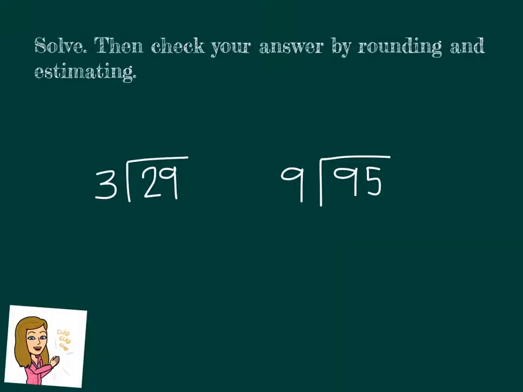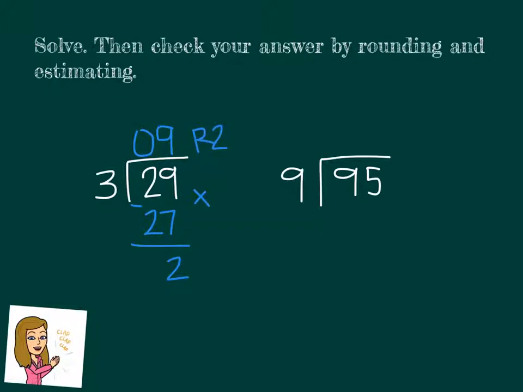So on your homework and remembering today, you will be asked to solve, then check your answer by rounding and estimating. So let's solve first. 29 divided by 3. So first, does 3 go into 2? Nope. 0 times. Does 3 go into 29? Well, it does, and it gets very close by taking 3 times 9. 3 times 9 is 27. Now I subtract. 29 minus 27 gives me 2. No numbers to bring down, so that is a remainder of 2.